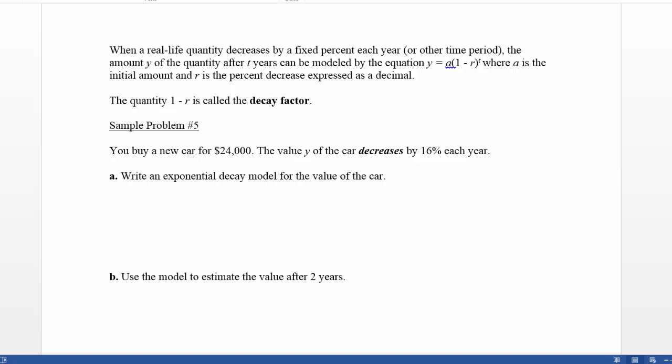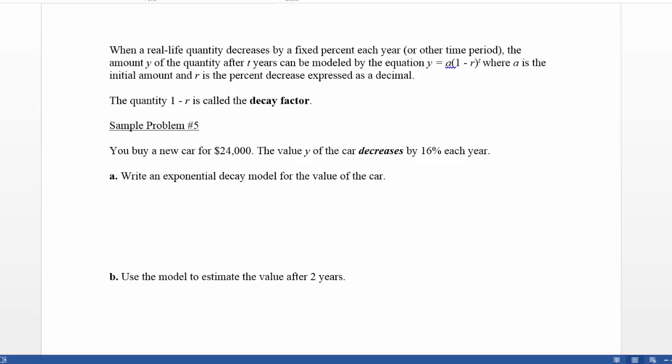A lot of times whenever we're talking about a car or a piece of equipment or some sort of asset that a business has, we call this depreciation. So you may see that word from time to time. So go ahead and work sample problem number 5 here and take a look at the solution.